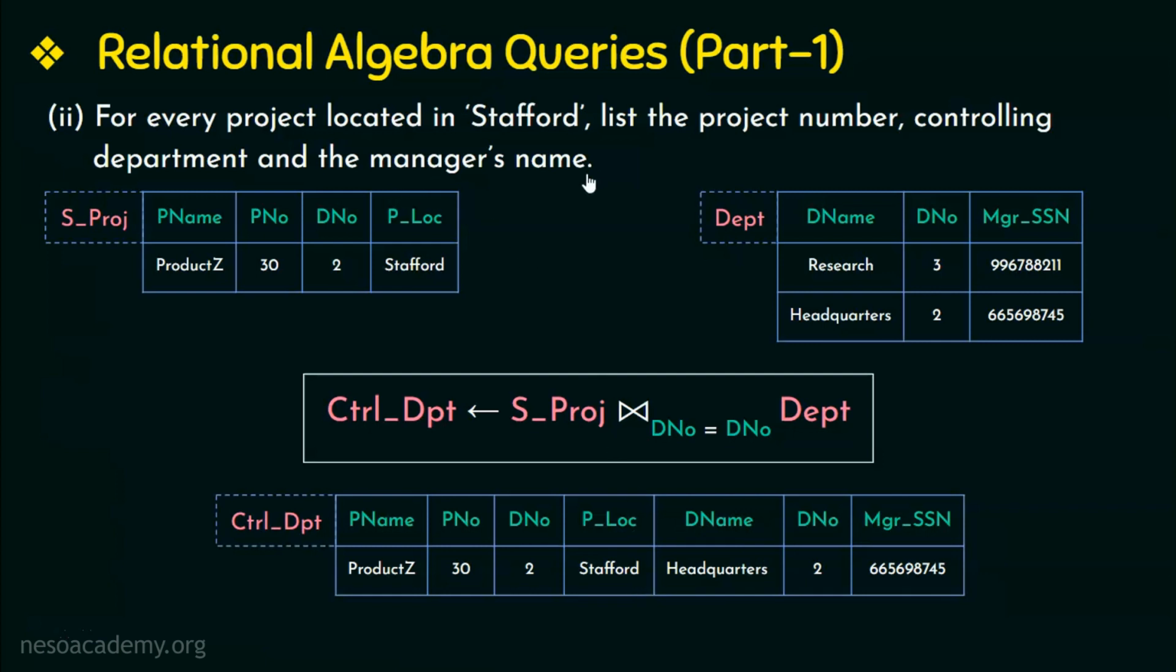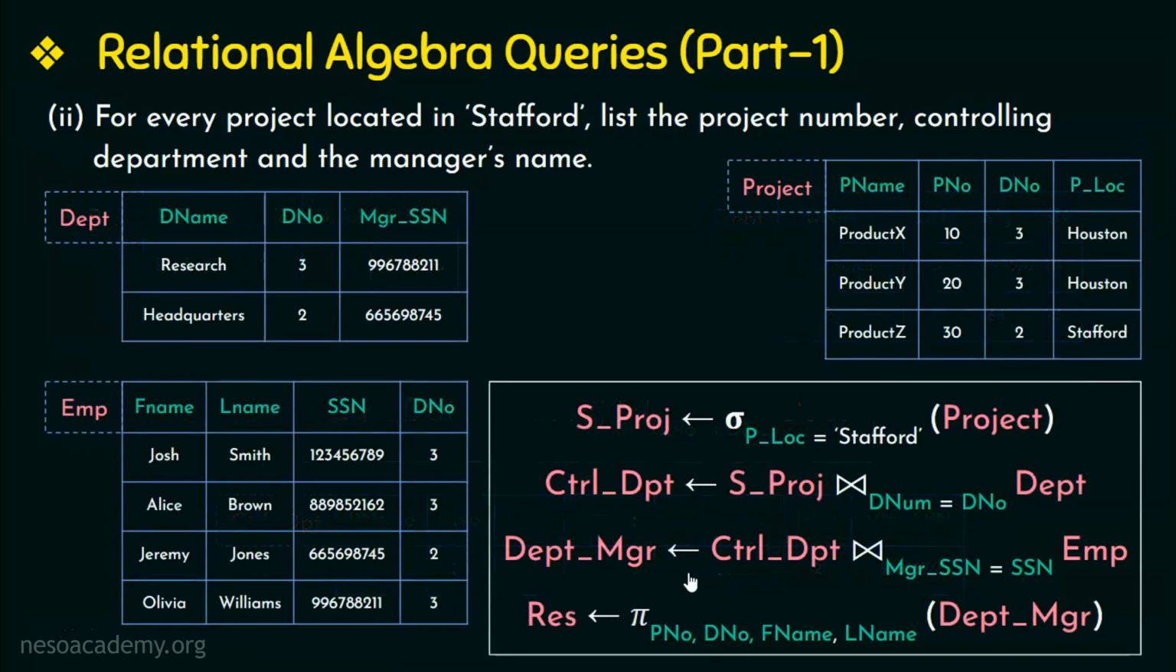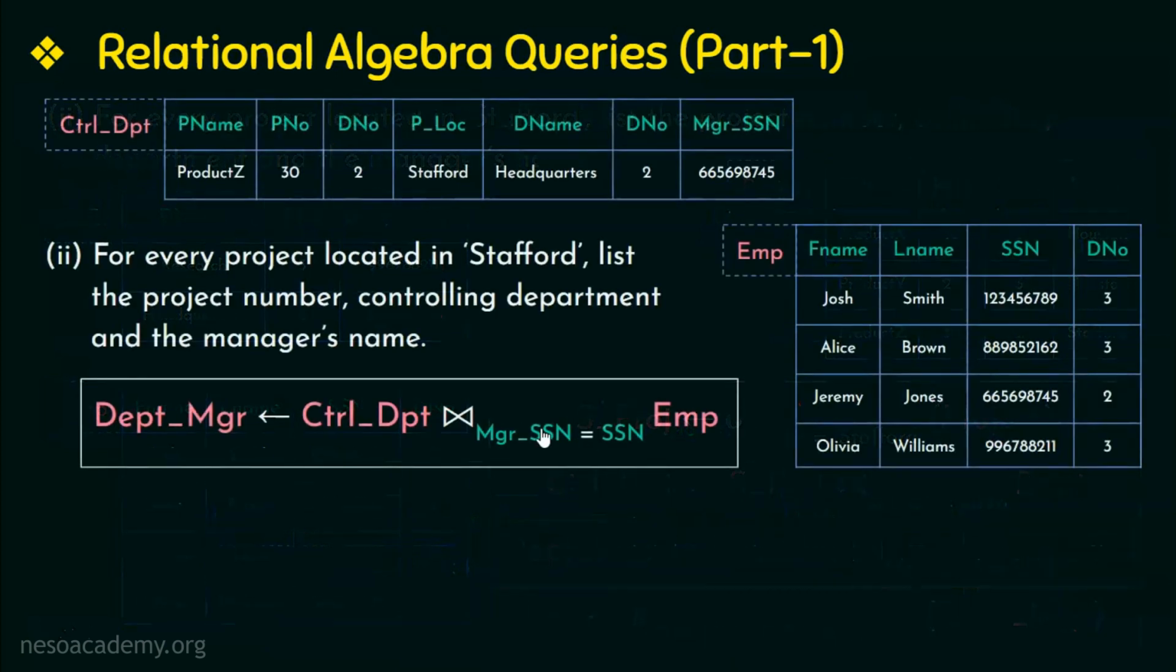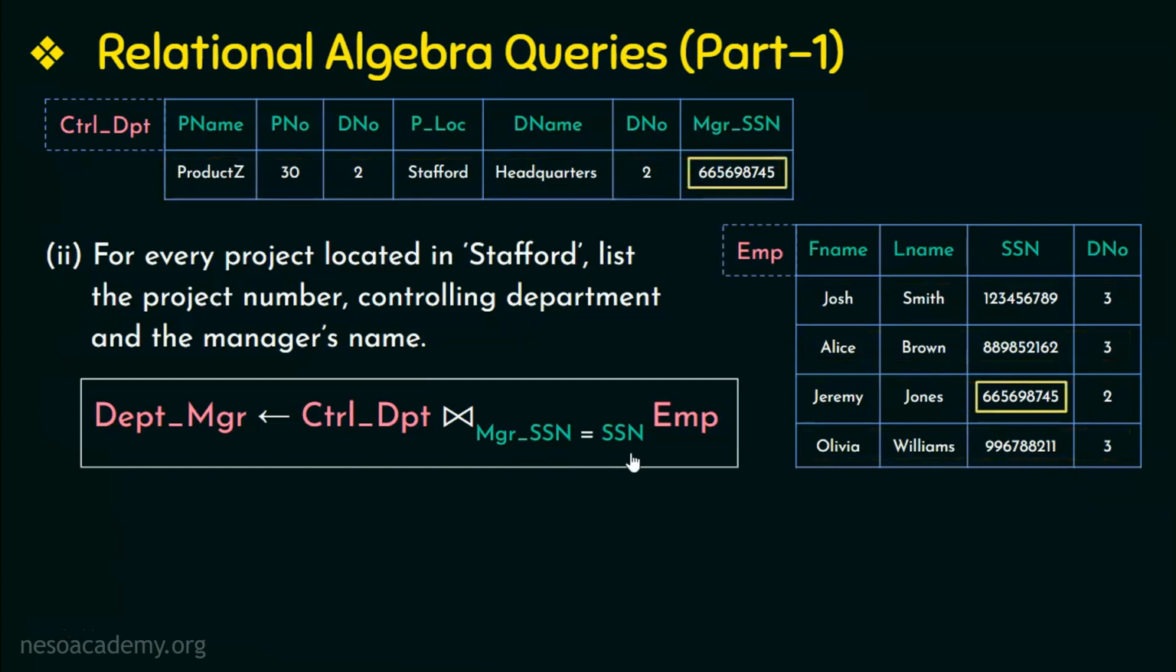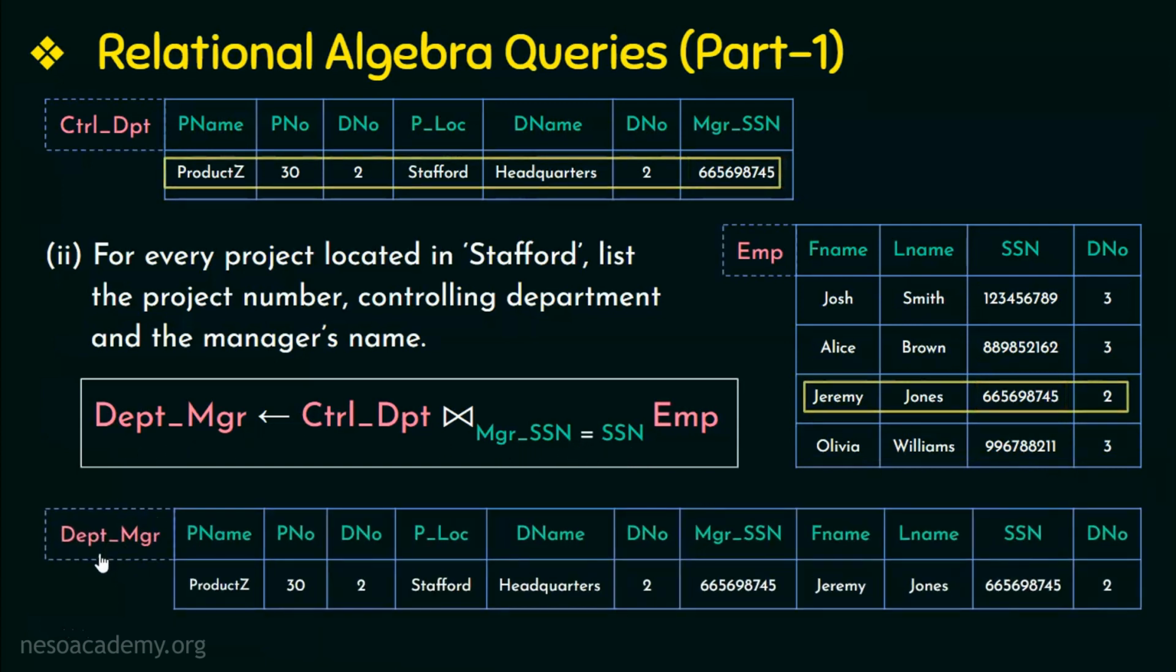Now we need the manager's name, which is present in the employee relation or the EMP relation. Therefore, we need to join this relation with the EMP relation, which is the third step in the query. Here, since we need to know the manager's name, the only attribute by which we can join these two relations is manager SSN equal to SSN, and hence the join condition. Again here, every tuple from the left relation combines with all the tuples from the relation on the right, and then this condition is checked. We see that there is only one tuple that satisfies the given condition. Hence, that combination of tuple is stored in this relation.